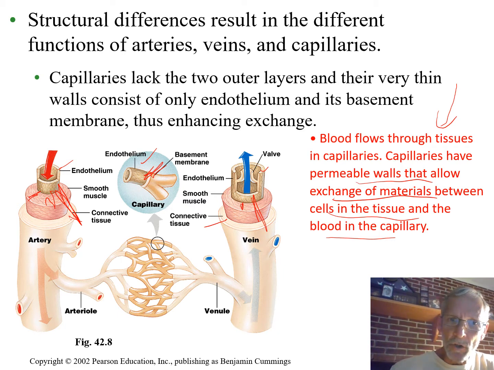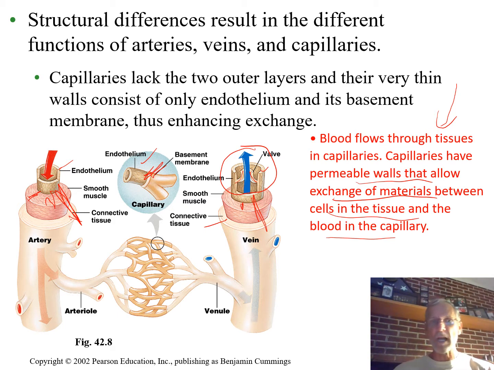And here's another, if it's part of a diagram, this also tells you that this is a vein. Veins are the only ones that have these little flaps in them called valves. Okay, so especially if they're labeled a valve, you know that's a vein for sure. V for valve, V for vein.